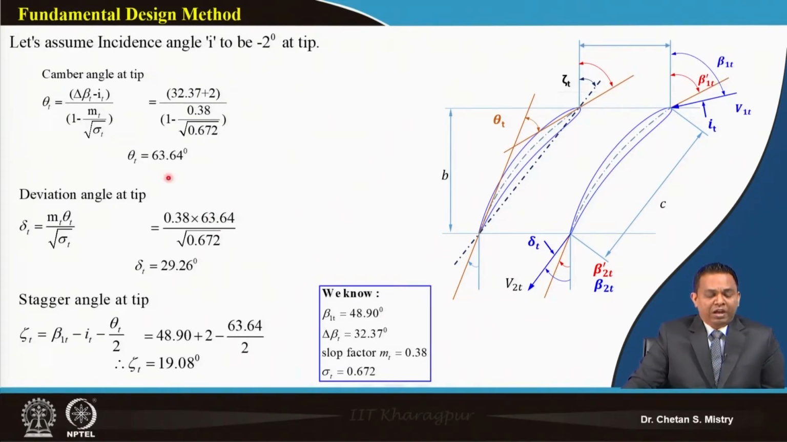If we put that, my camber angle is coming 63.64 degree, my deviation angle is coming 29.26 degree, and my stagger angle is coming 19.08 degree. Now we can understand we have our calculation at the mid station, at the hub station, and at the tip station. So all the required parameters for the design, we have calculated.